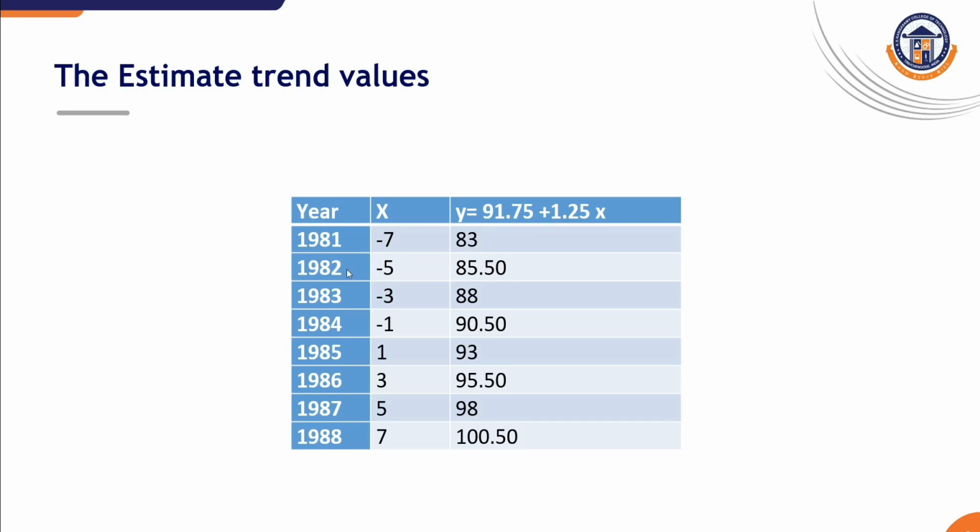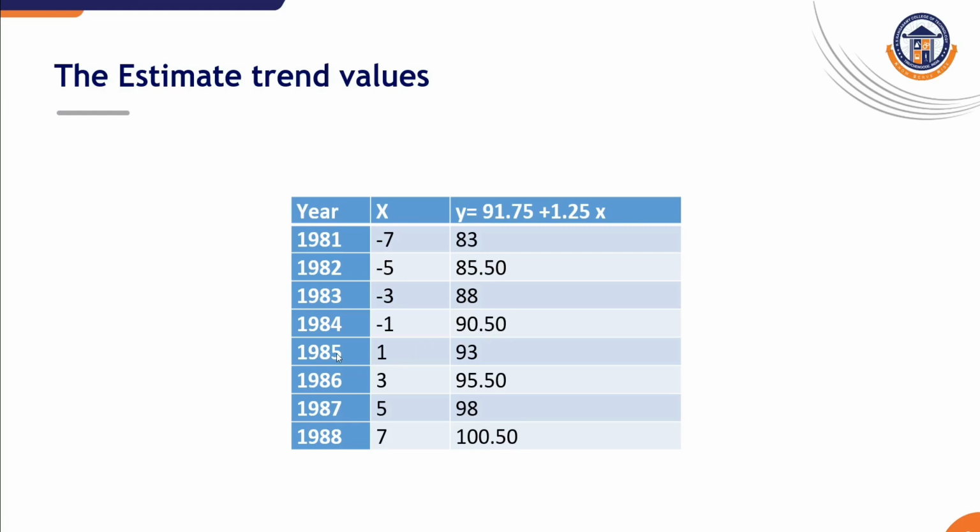And for the second year, 1982, the mid value is minus 5. We substitute 91.75 plus 1.25 into minus 5. Simplifying, we get 85.50. For the third, 1983, the x value is minus 3: 91.75 plus 1.25 into minus 3 gives 88. Next, for 1984, the mid value is minus 1: 91.75 plus 1.25 into minus 1 simplifies to 90.50.